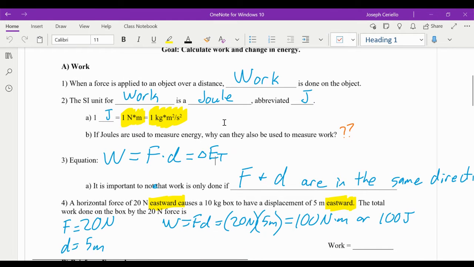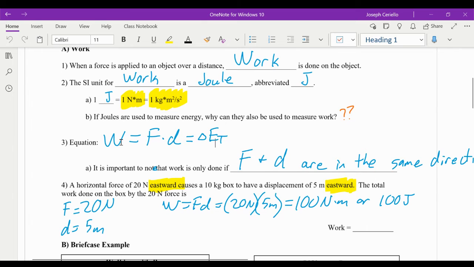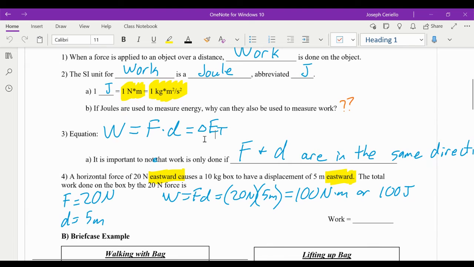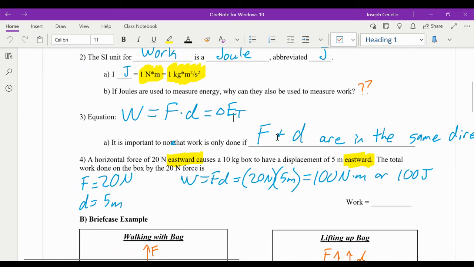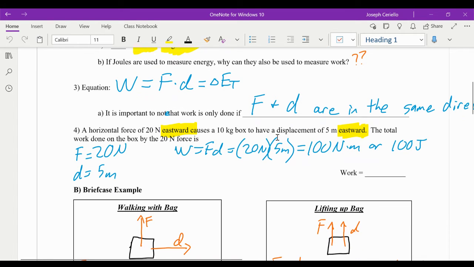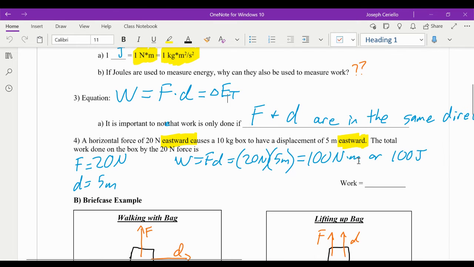So, we measure work in joules just like energy, and our equations for work are this: work equals force times distance, which equals the change in the total energy of the system. It's really important to note that force and displacement have to be in the same direction. That's not 100% accurate, but for our purposes, they've got to be in the same direction. So if we have a 20 Newton force eastward and it moves it a distance of 5 meters eastward, work equals force times distance, 100 joules of work was done. Another unit for work is newtons times meters.